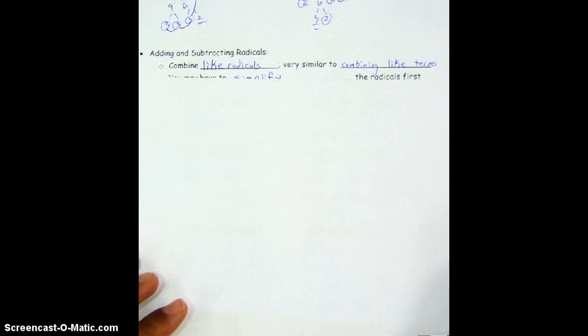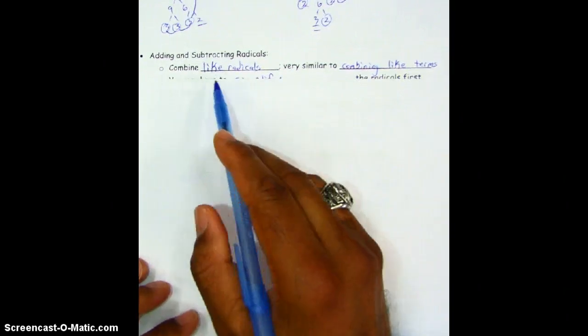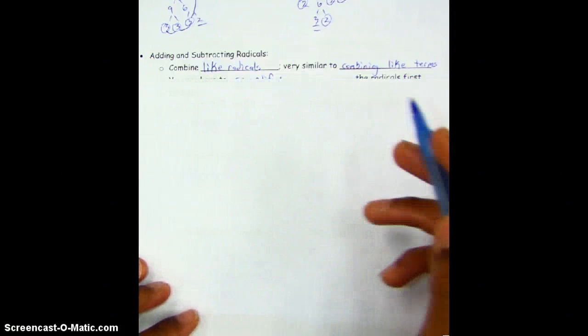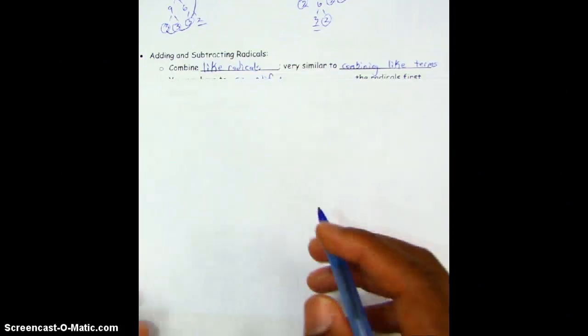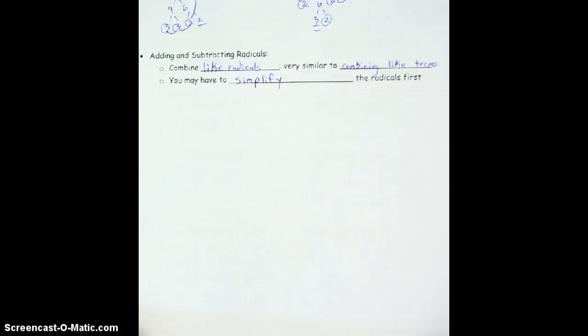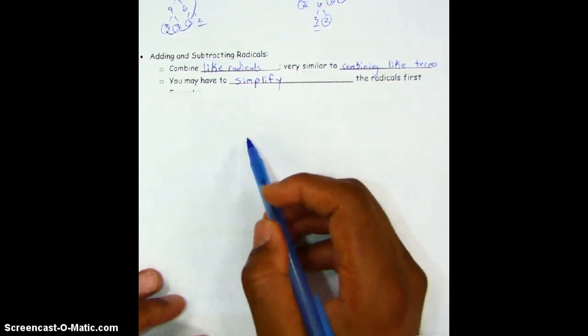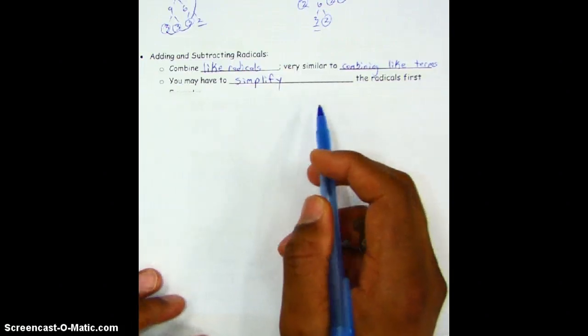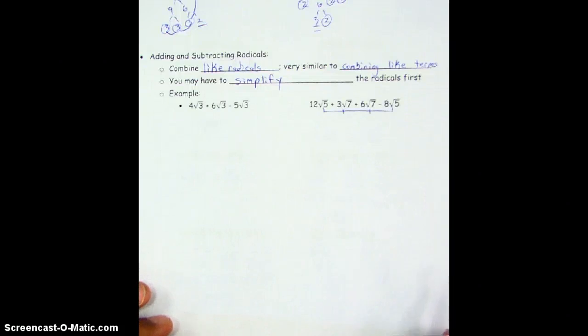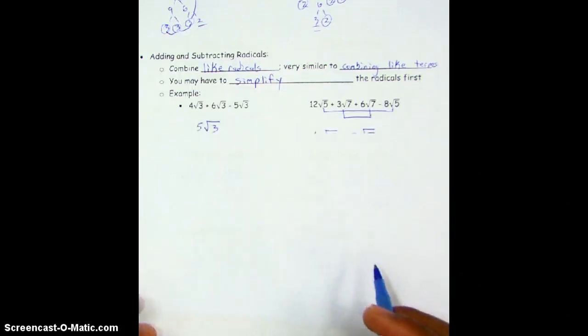The first one we're going to fill in is we're going to combine like radicals. It's very similar to combining like terms, what we did in algebra with the polynomials. Next, you may have to simplify the radicals first. We're going to simplify the radicals first. So, have some of these examples.